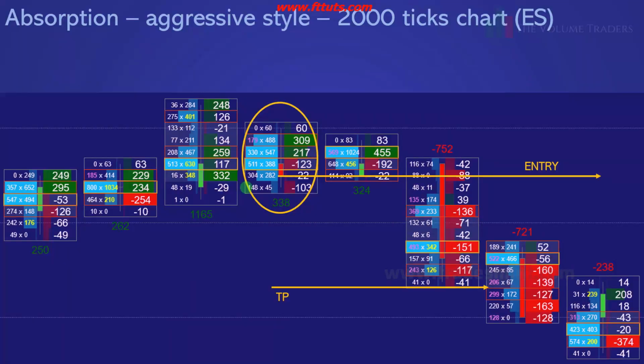There was a small drawdown, 1 point drawdown. We can see here 4 ticks, 4 price changes in this candle, and 4 ticks on ES is 1 point. So 1 point drawdown, but then suddenly the TP was hit.